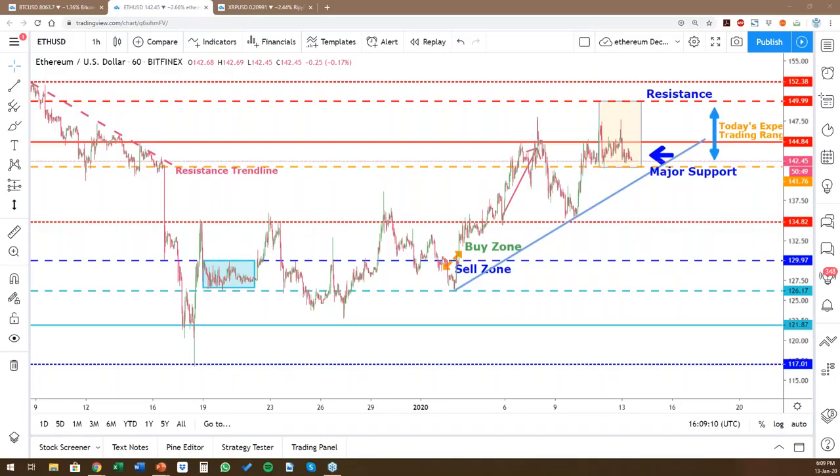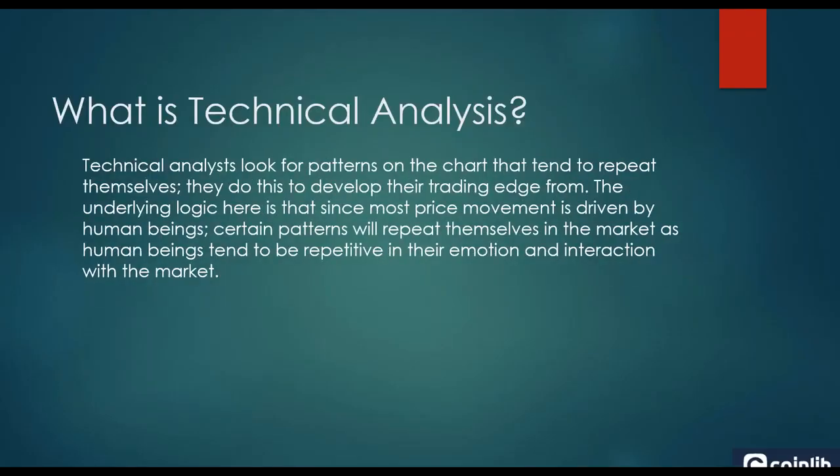Let me just get the PowerPoint back up here. Okay. Now, technical analysts look for patterns on the charts that tend to repeat themselves. They do this to develop their trading edge. The underlying logic here is that since most price movement is driven by human beings, certain patterns will repeat themselves in the market as human beings tend to be repetitive in their emotion and interaction.